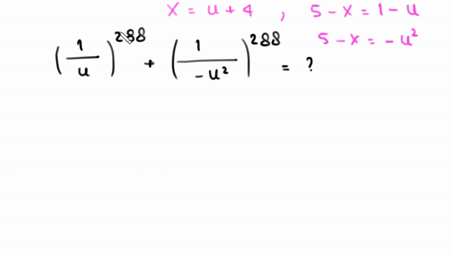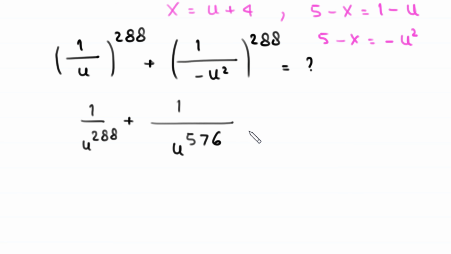(1 over u) whole to the power 288 is same as 1 over u to the power 288, plus this (1 over negative u squared) whole to the power 288 will become 1 divided by u to the power 2 times 288, which is 576, and we have to find the value of this expression.